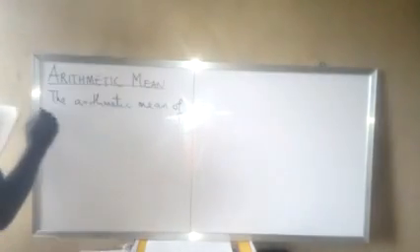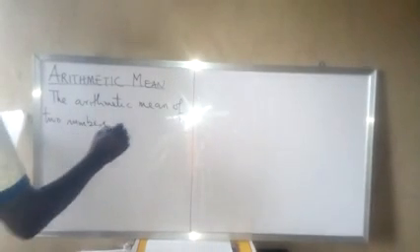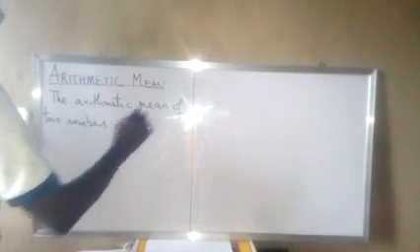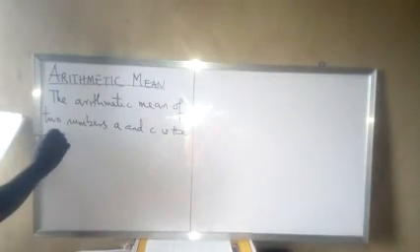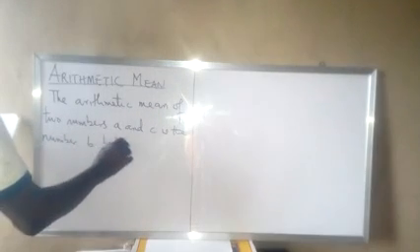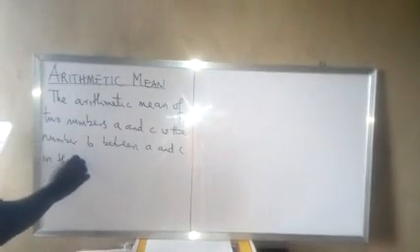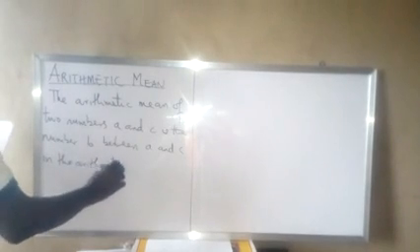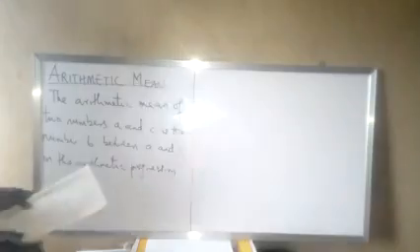Arithmetic mean. The arithmetic mean of two numbers A and C is the number B between A and C in the arithmetic progression. That is, before we can have arithmetic mean, the progression must be arithmetic. There must be what we call common difference. Okay?